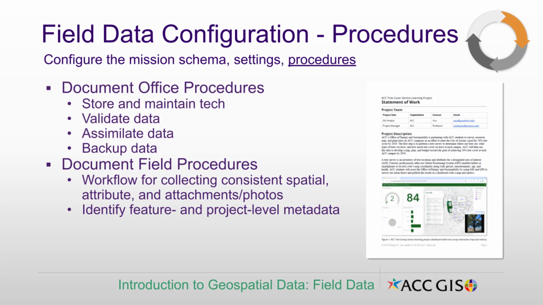You need to have procedures for validating your data so that you make sure all the data you collect in the field is usable. You need to have procedures for assimilating the data. Maybe you're collecting data in one coordinate system, for example, WGS 1984 geographic coordinate system, and then in the assimilation phase, you want to transform it to a local state plane projection coordinate system. And then also you need to identify a procedure for backing up your data.